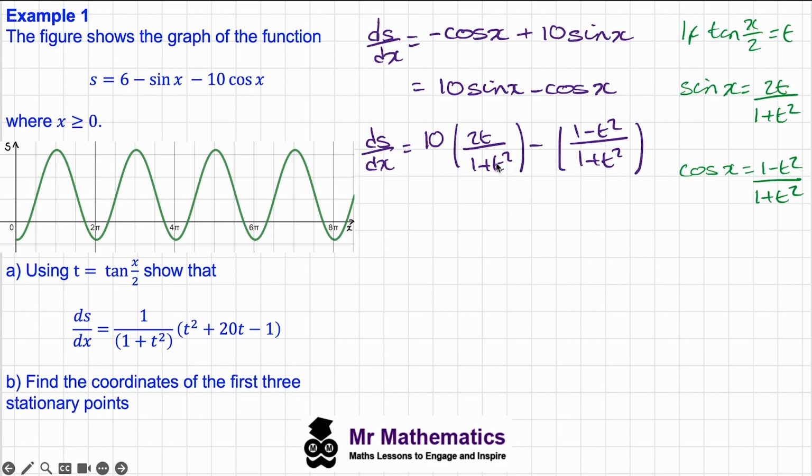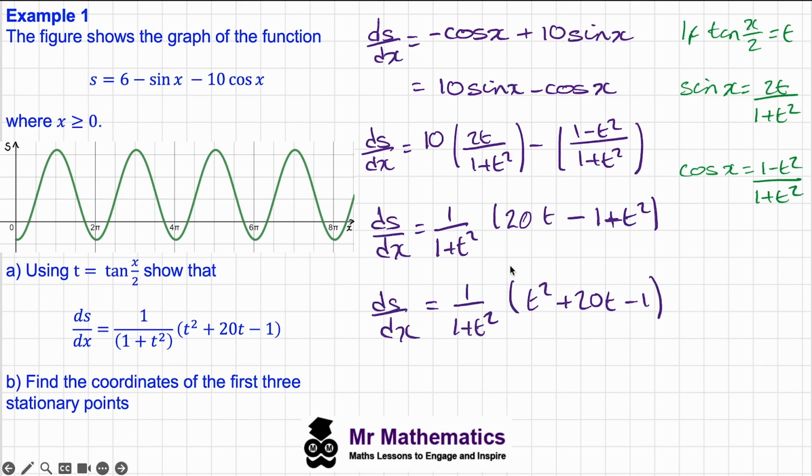Now we can tidy this up by factoring out this common denominator. So now we get ds by dx. We have a 1 over 1 plus t squared outside the brackets, with 10 times the 2t to make the 20t, and then we've got the 1 minus t squared here. This is a positive when you multiply this negative by this negative. We can tidy up what's in this bracket, so this t squared term is first. So now you get ds by dx equals 1 over 1 plus t squared, times t squared plus 20t minus 1. So we've shown that this is the gradient function for any point on this curve.